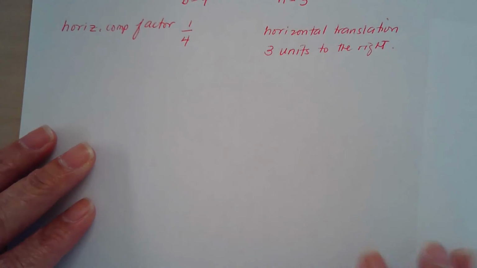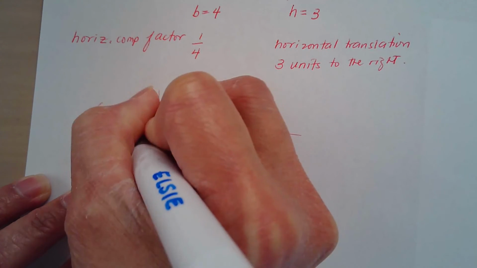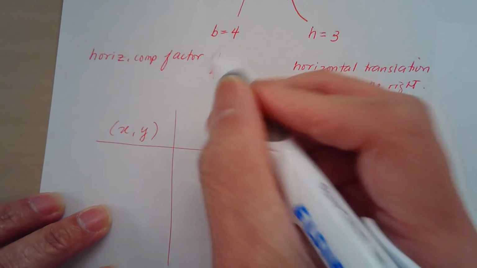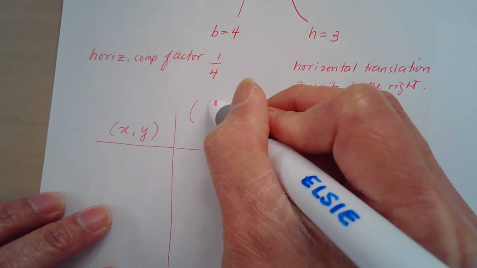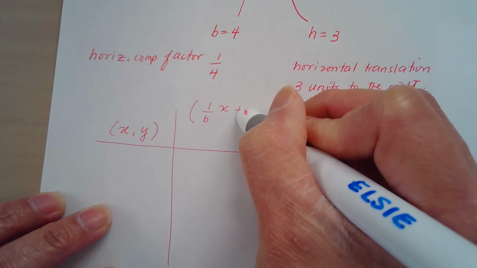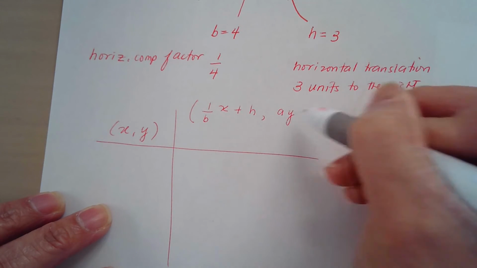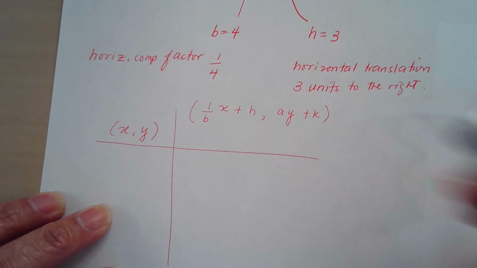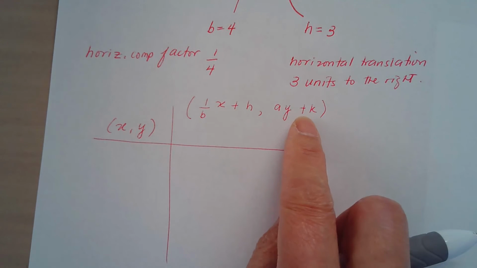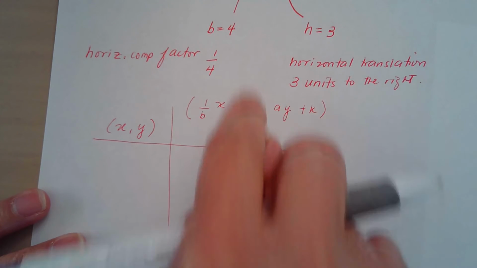So, let's look at our points. (x, y). We know the transformation is (1 over b times x plus h, a times y plus k). Okay, so we know that's the transformation. That one you have to memorize because it's not going to be given. We have to memorize that? Yeah, that one. So now we're going to put those values in here.